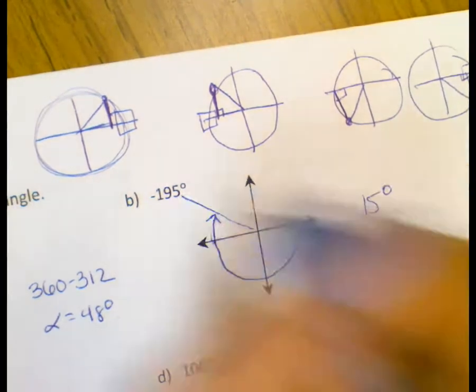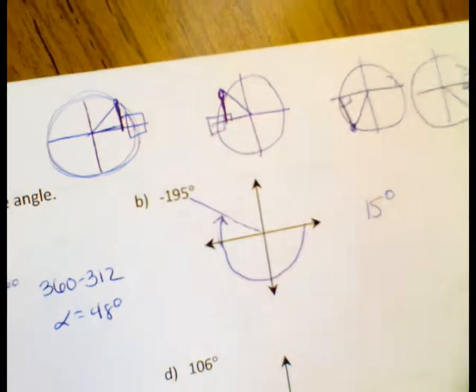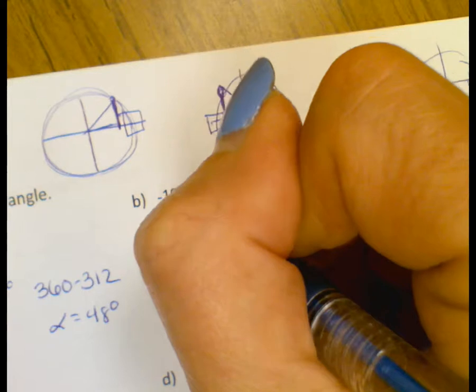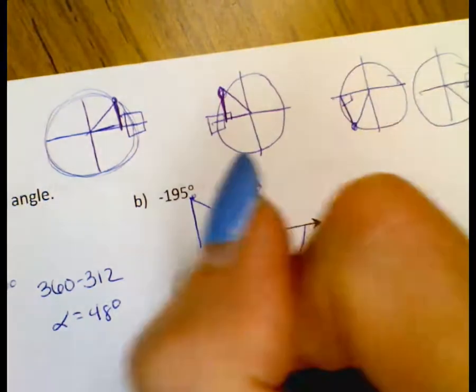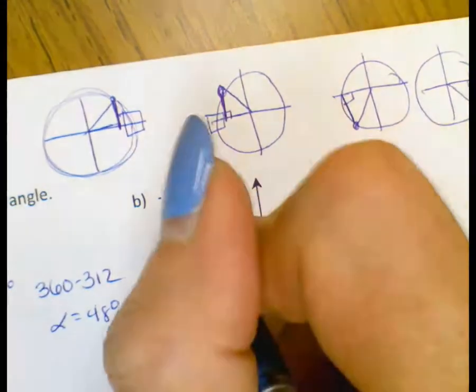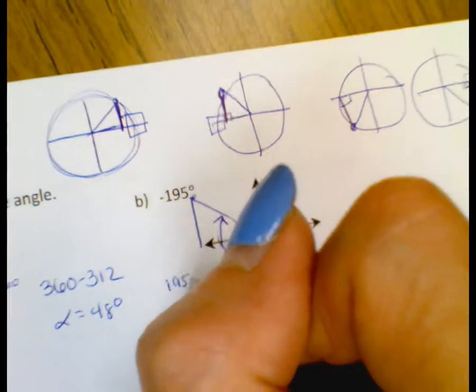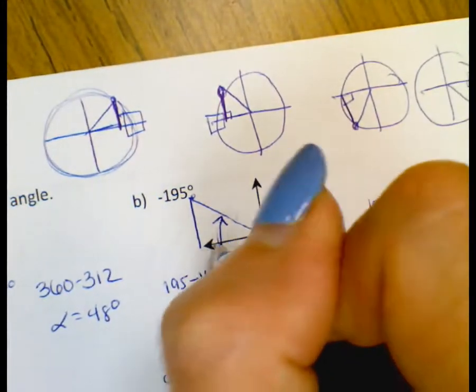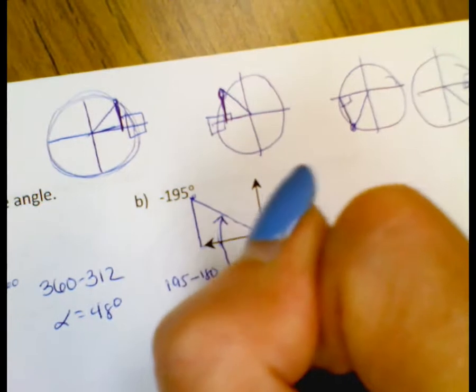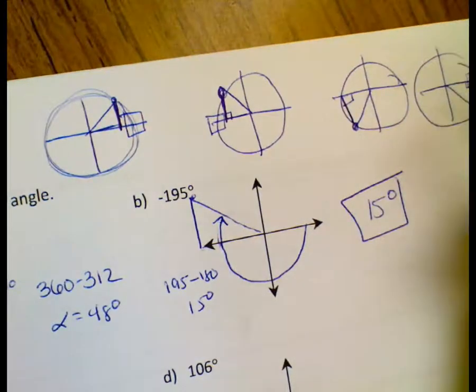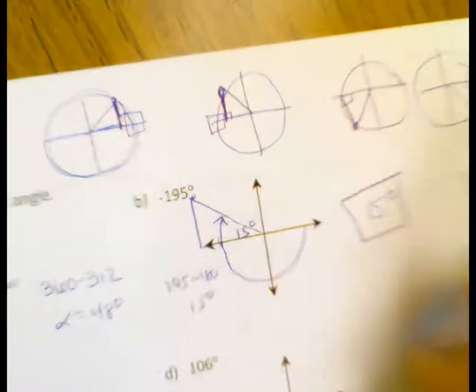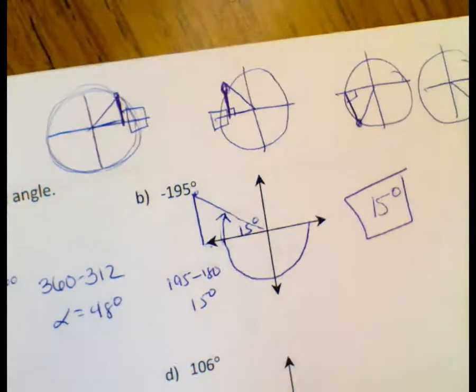So if I was drawing a reference triangle, there's my hypotenuse. You're going to go back to the closest x-axis, and you're going to take 195. I know it says negative, but you're just going to use the positive value, 195 minus 180, because you just passed the 180 axis. And it has to be a positive answer, so this would be 15 degrees right here, because you passed the x-axis by 15 degrees.